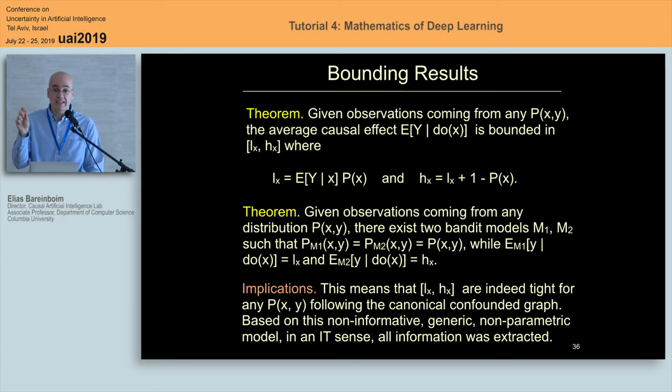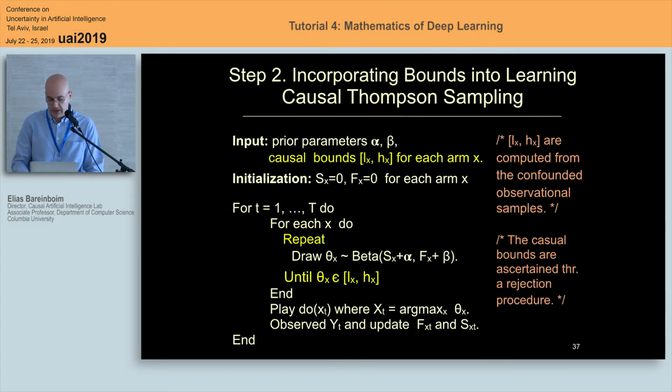Tight means that you extracted as much as possible from an information-theoretical side. This means that you can prove that you extract as much information as you could from the observational distribution that could be useful to the interventional one. The second step is how to use this information now in your Thompson sampling, in your allocation procedure. Essentially, you take this as input to the Thompson sampling as well. I'm not going into all the details, but essentially you do some type of rejection sampling, given that we do have the bounds, and you know where the value of the effect is.